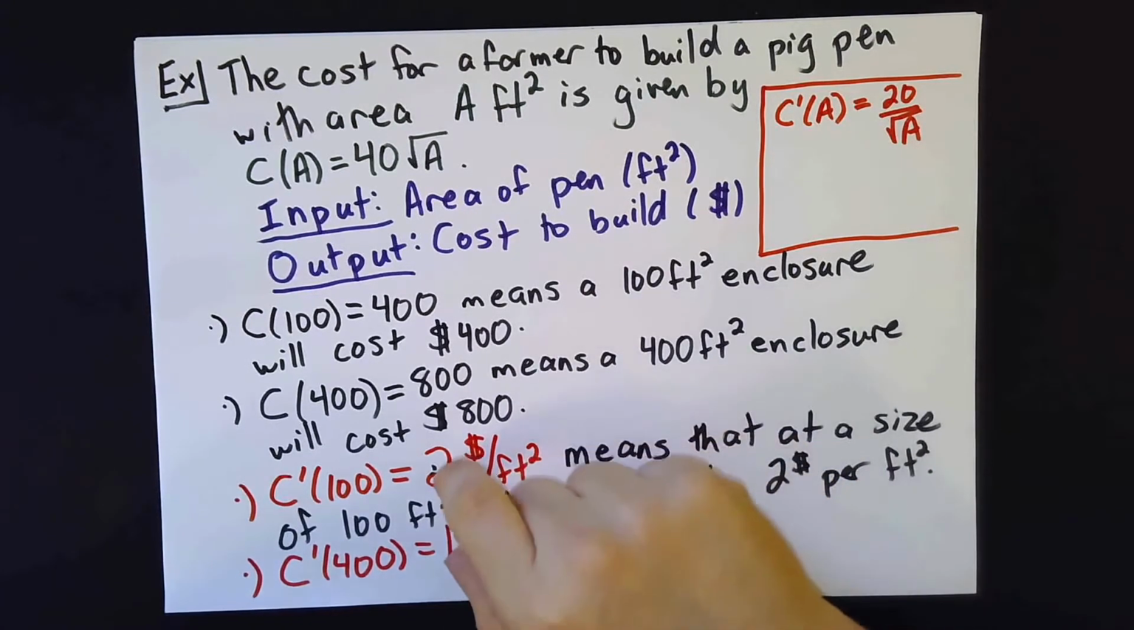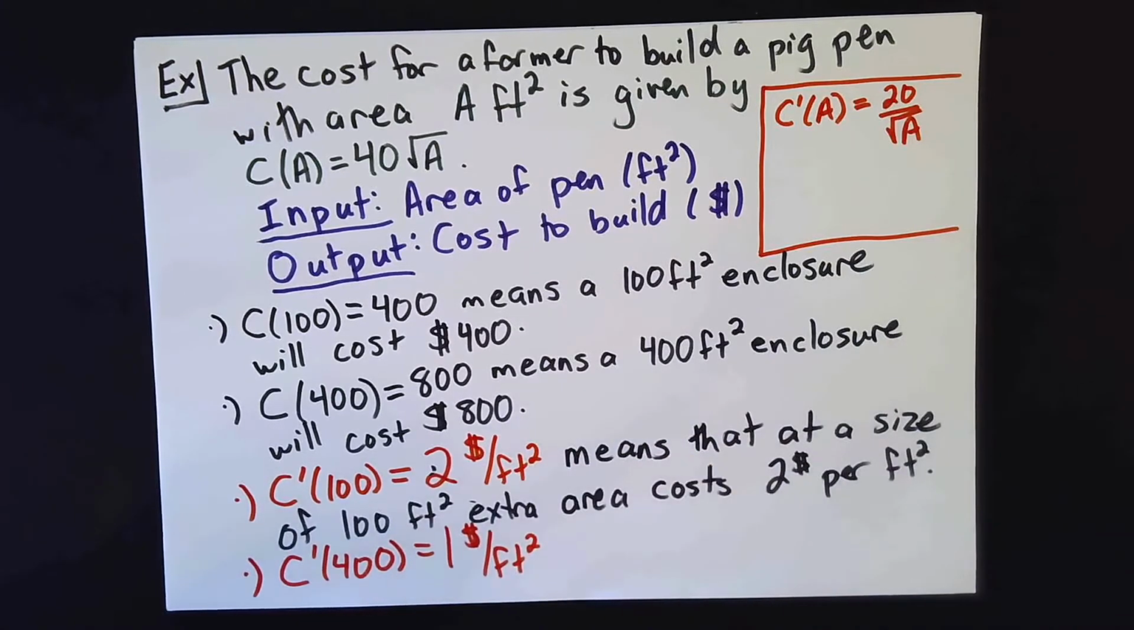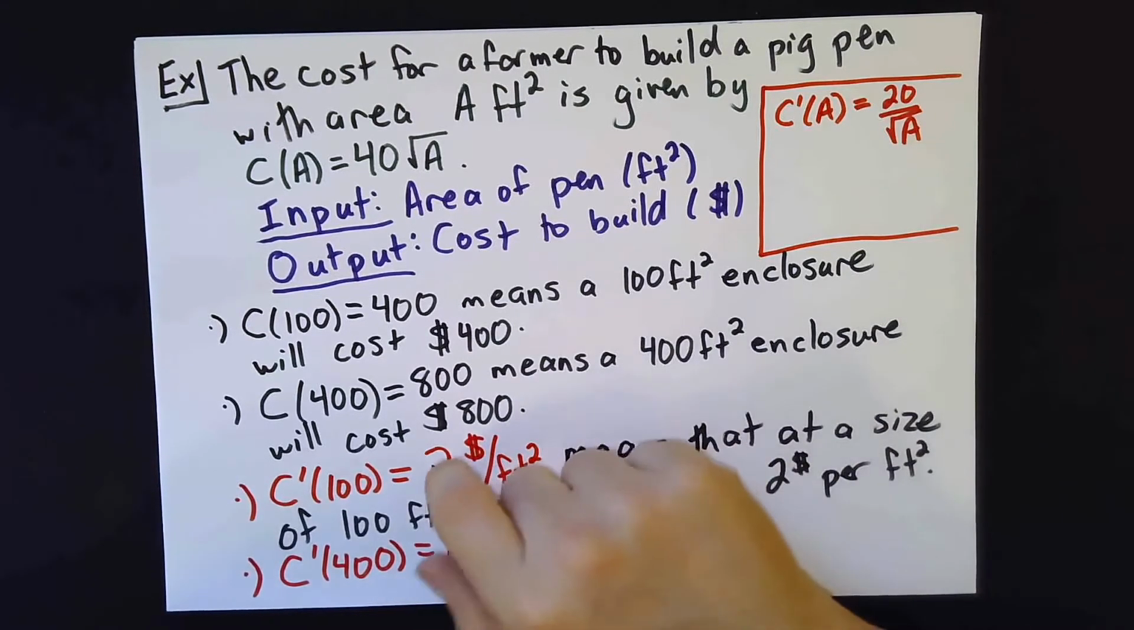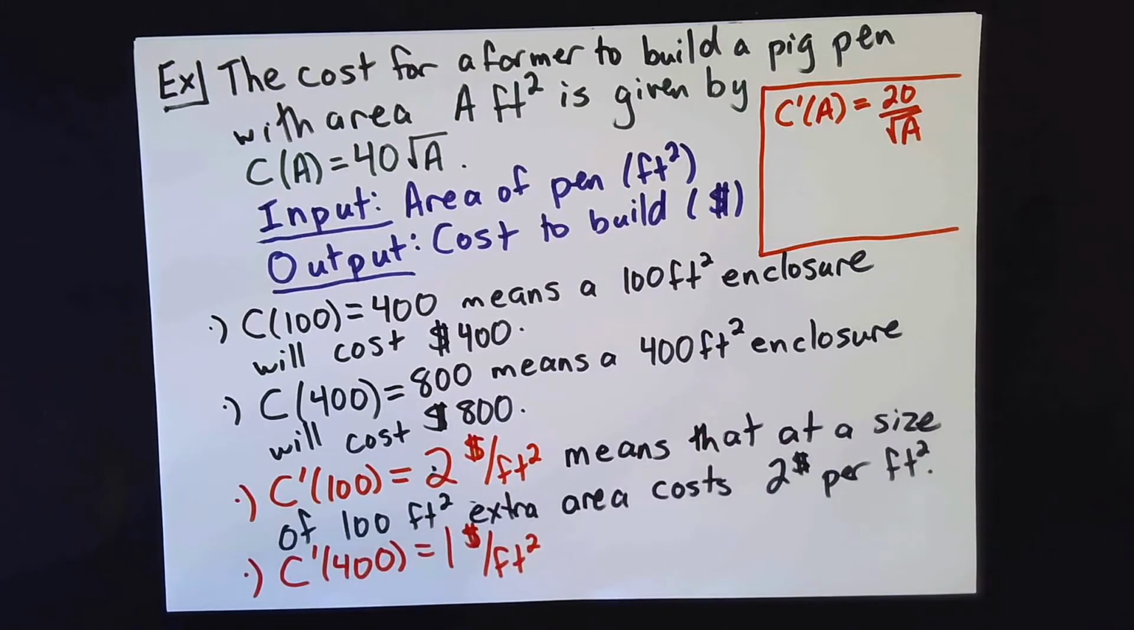Note, both of these are positive, which means that the cost and the area move in the same direction. Okay. Which says, if I want a bigger pen, it's going to cost me more money. If I want a smaller pen, it's going to cost me less money, which makes sense. These had better be positive. If they were negative, it would be weird.